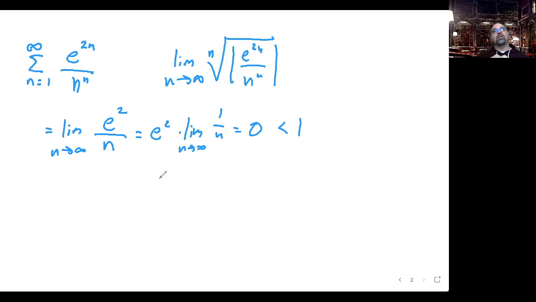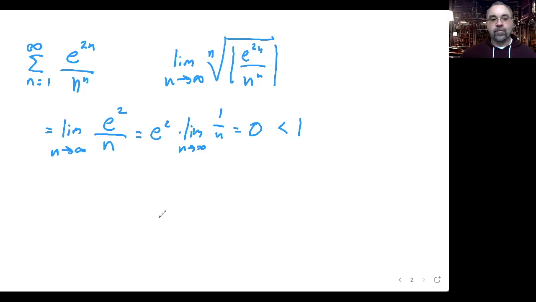I'm not going to go through a ton of examples for the root test here. It really comes down to take a look at the terms of your series. If there's that nth power in both numerator and denominator, or just nth power in general, try the root test. Okay, so that is our final test for series convergence.